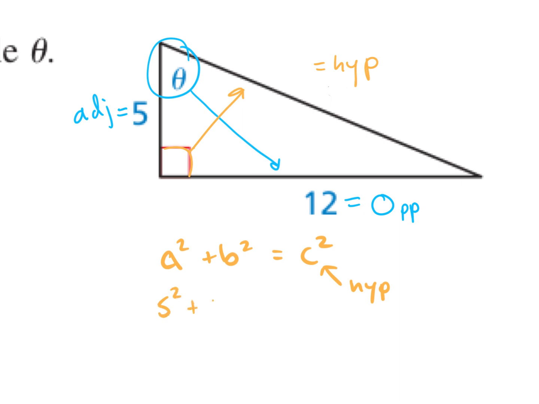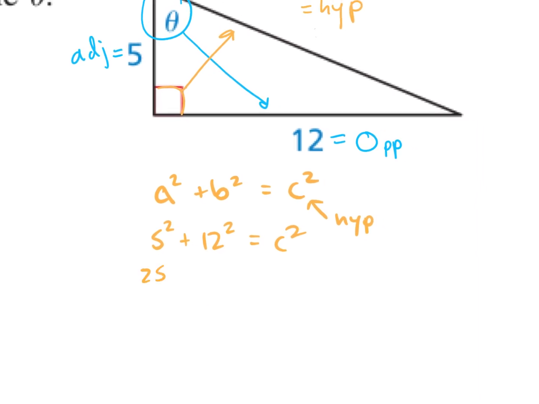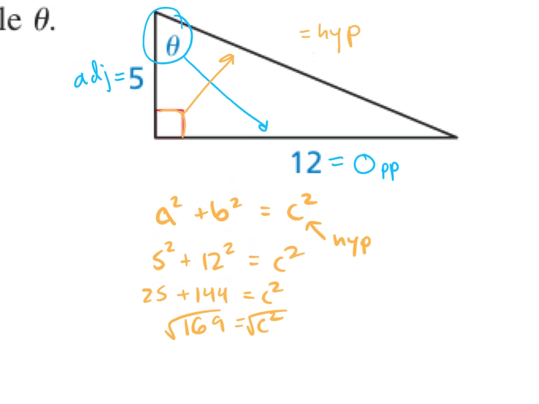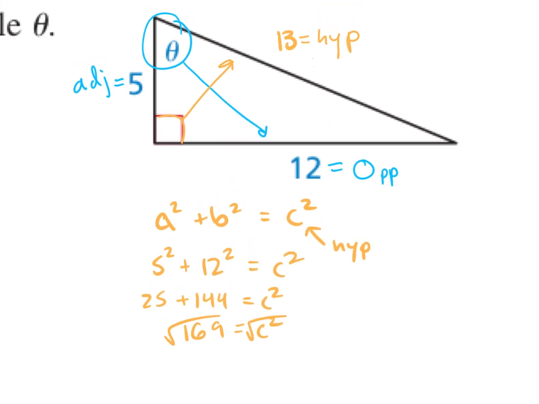So we can say 5 squared plus 12 squared is equal to c squared. So 25 plus 144 is equal to c squared. This would be 169 is equal to c squared. Now how would I find what just c is? Square root both sides. What's the square root of 169? 13. Awesome. So c is 13, which means our hypotenuse is 13. So for these types of questions, it'll give you two of the sides. You have to use your Pythagorean theorem to find the third.